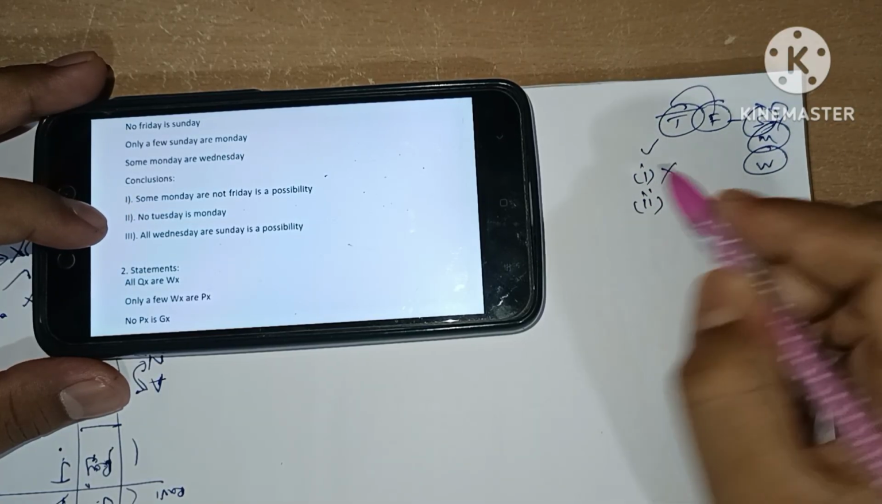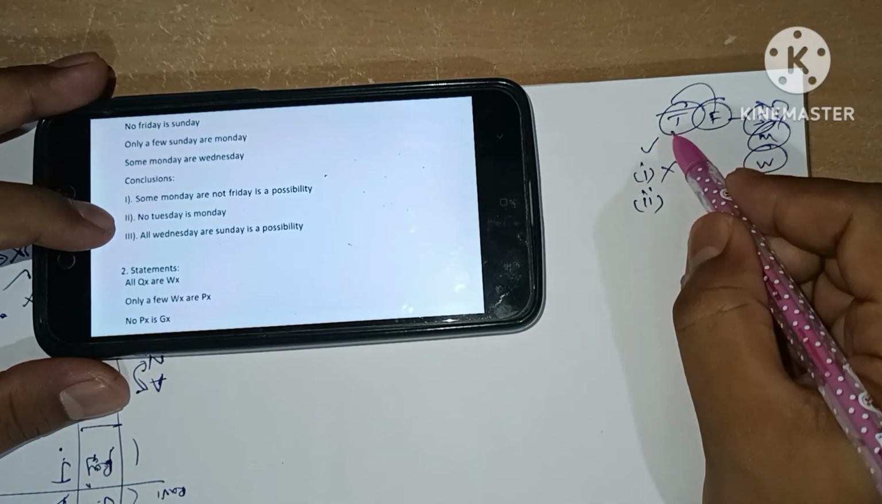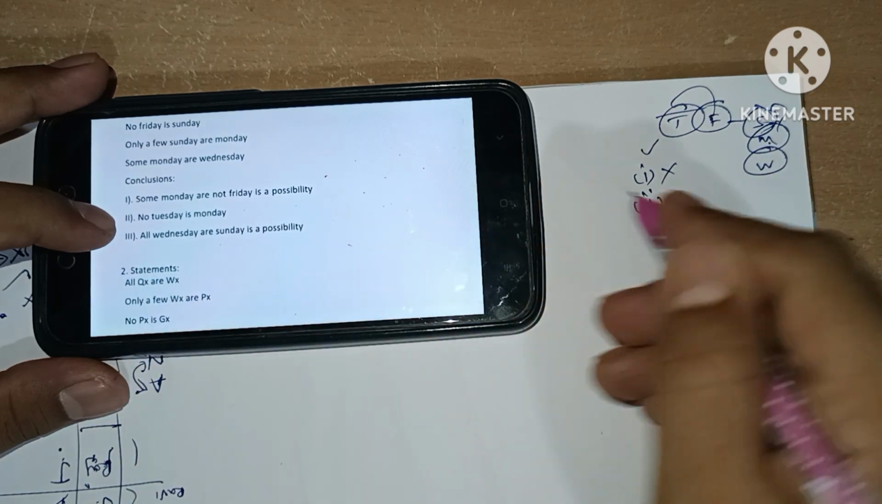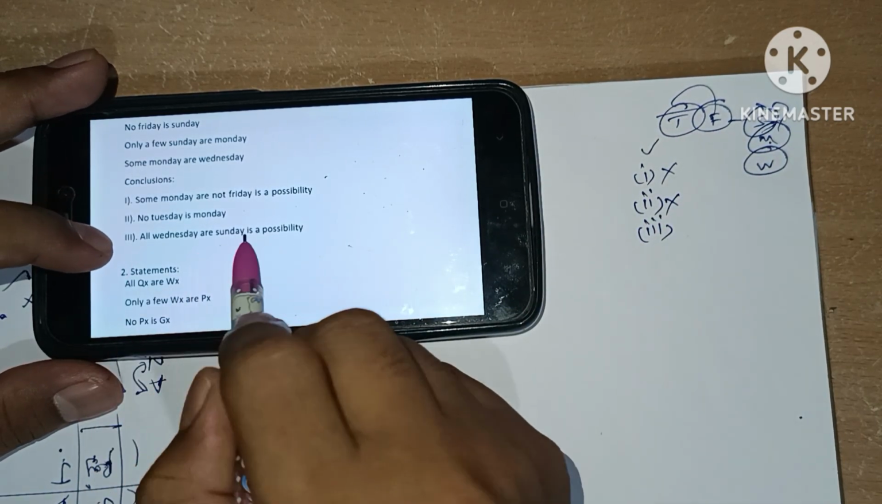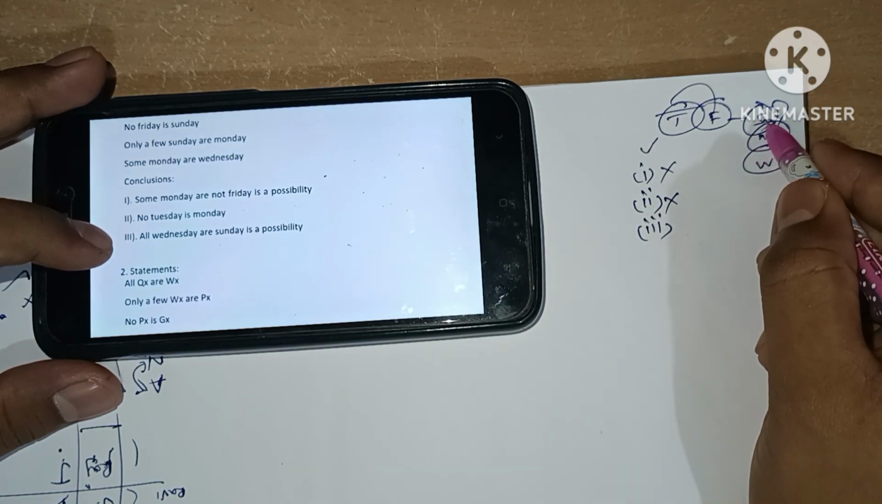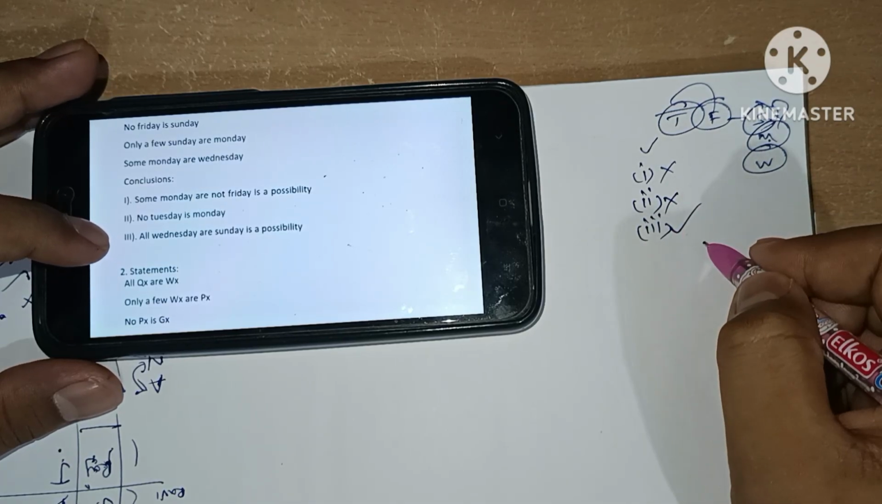Second conclusion, no Tuesday is Monday. So we check some Tuesday can be Monday. Some Tuesday can share with Monday as it is possible. Some case possible means no case will be false. Third one, all Wednesday is Sunday is a possibility. All Wednesday can be inside Sunday, it is possible. Third one is true.